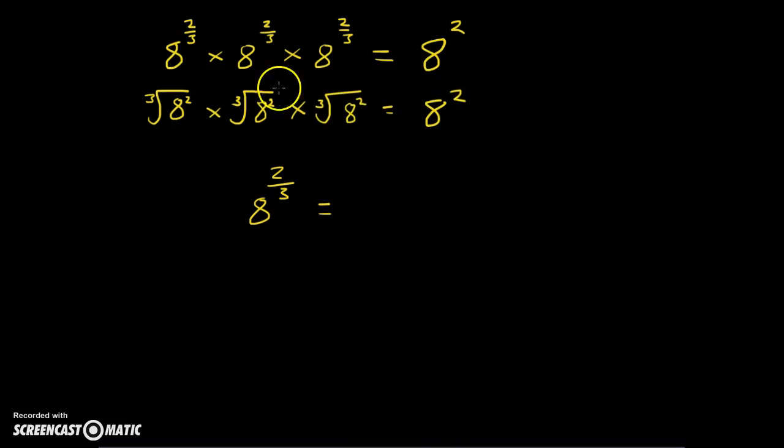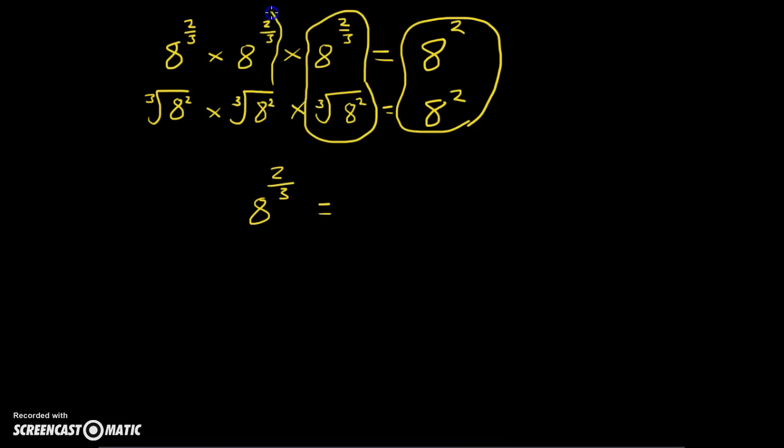So again, we're going to compare the top and bottom calculations. Those two are the same. Therefore, these terms here must be exactly the same as well. So 8 to the power of 2/3 is the same as the cube root of 8 squared.